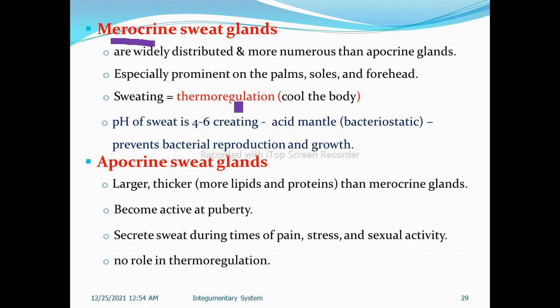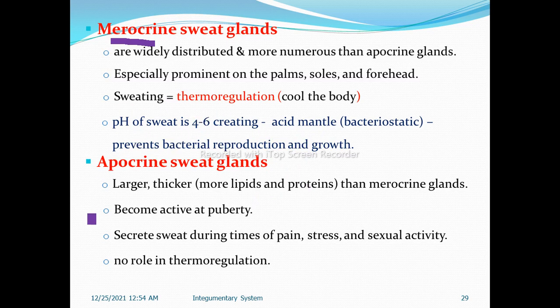So merocrine glands are used for thermoregulation, whereas apocrine sweat glands have no role in thermoregulation. The pH of sweat is 4 up to 6. So it is acidic, and therefore bacteriostatic. This acidity prevents bacterial reproduction and growth, so sweating doesn't favor the reproduction and growth of bacteria.